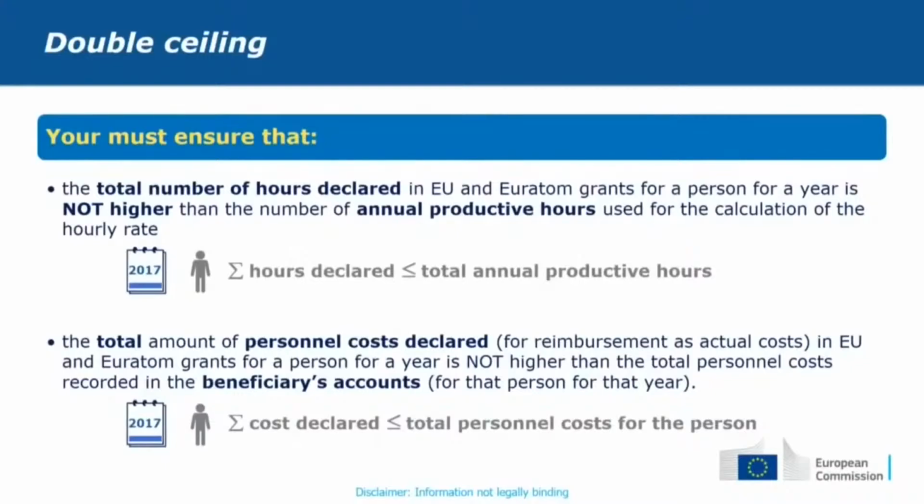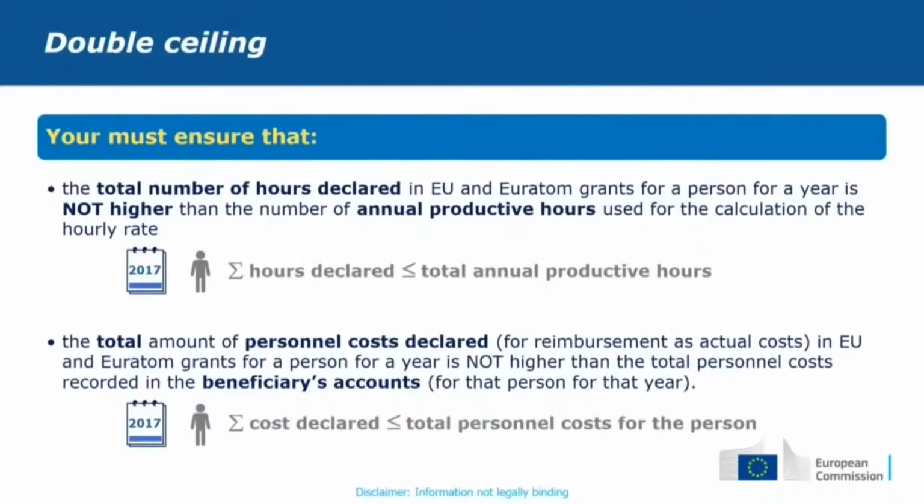The first ceiling is that you can never declare in a year, in total, in all EU grants together, more hours than the number of hours that you used to calculate the hourly rate, so the number of annual productive hours. So if I took option 1, 1720, and I calculated my hourly rate based on the 1720 hours, I can never declare in EU grants in a year, in total, for that person, more than 1720. Even if in reality, for whatever reason, the person worked more hours. It is irrelevant, because when you divide by 1720 and multiply by 1720 again, it implies that you have already charged the full personnel cost of this person in that year to EU grants.